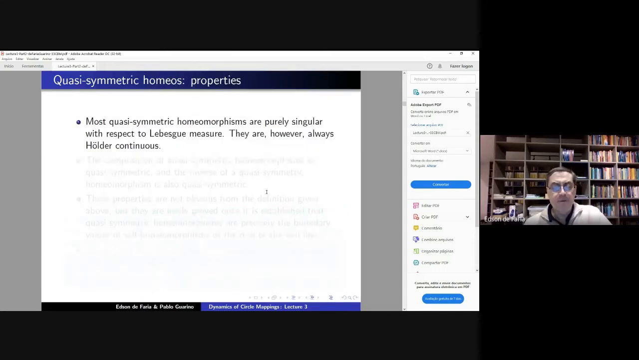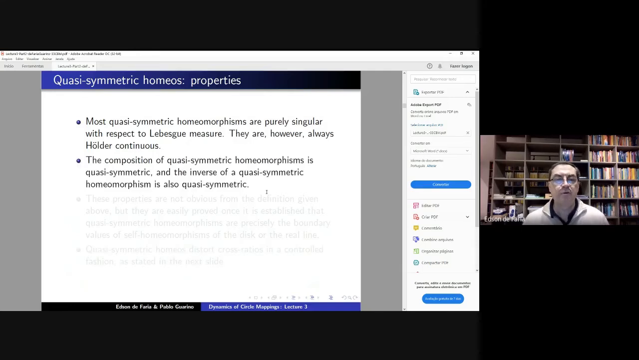All right. So here are some basic properties of quasi-symmetric homeomorphisms. They're usually very bad from the differentiable viewpoint. Most quasi-symmetric homeomorphisms have zero derivative Lebesgue almost everywhere. So they're purely singular with respect to the Lebesgue measure. But they have some regularity. They are always Hölder continuous. Also, the composition of quasi-symmetric homeomorphisms is quasi-symmetric, and the inverse of a quasi-symmetric homeomorphism is also quasi-symmetric. So they form a group under composition.